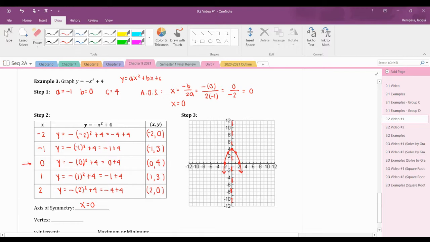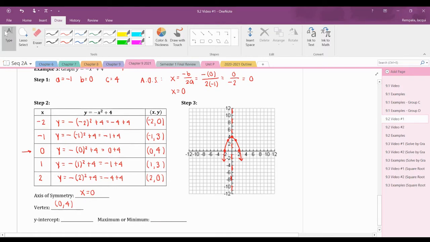Vertex is always located in the very middle of your table. So that would be the ordered pair 0, 4. My y-intercept is always going to be 0, comma, a number. In this case, the number would be C. So that's why this one is also 0, 4. Because the graph is opening down, we are at a maximum, which once again means that we're at 0, 4.